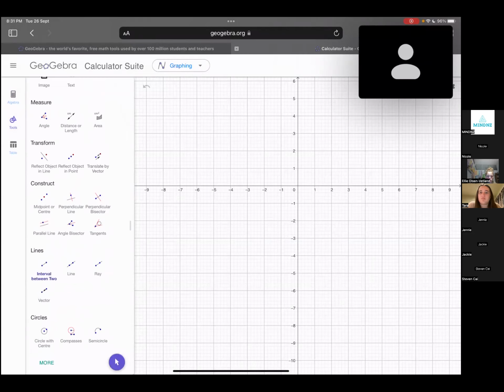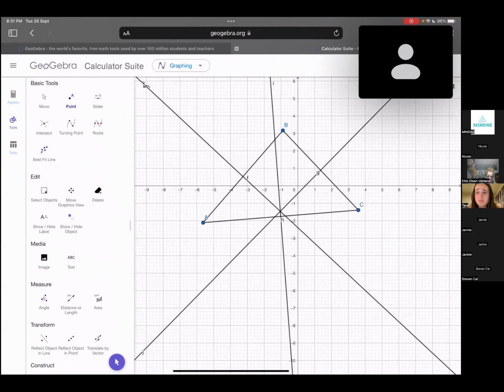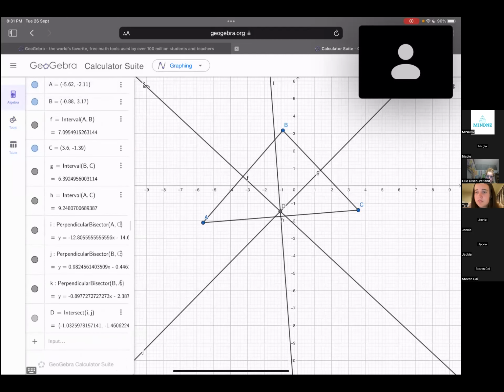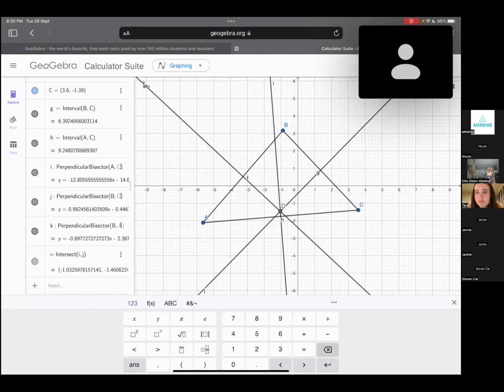So let's just draw a triangle here. It can be any single kind. Now we construct the perpendicular bisectors. Notice how those three lines go through the same point. Okay, I'll draw this point to make it clear. I guess I'll label it as well. Instead of D, we'll call it point O.